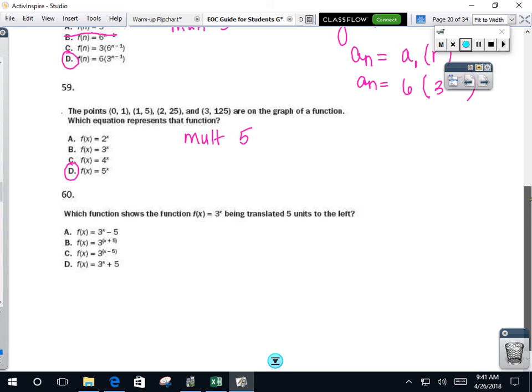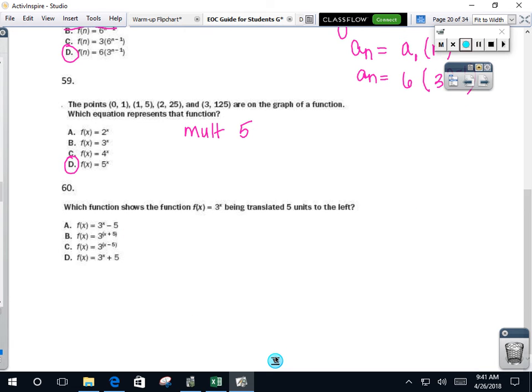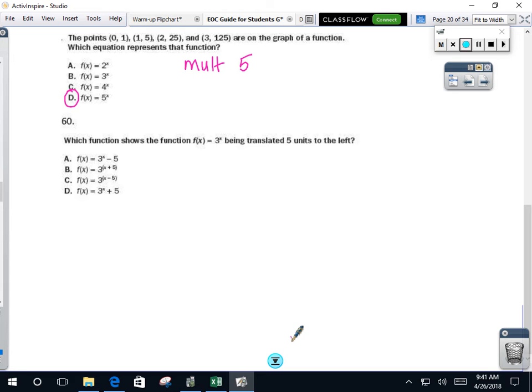All right, number 60. Which function shows the function f of x equals 3 to the x being translated 5 units to the left? It is B. Remember, whenever you want to just go up or down, the number is at the very end. Like plus 5 would be up, and that would be choice D. Minus 5 on the end would be down. That would have been choice A.